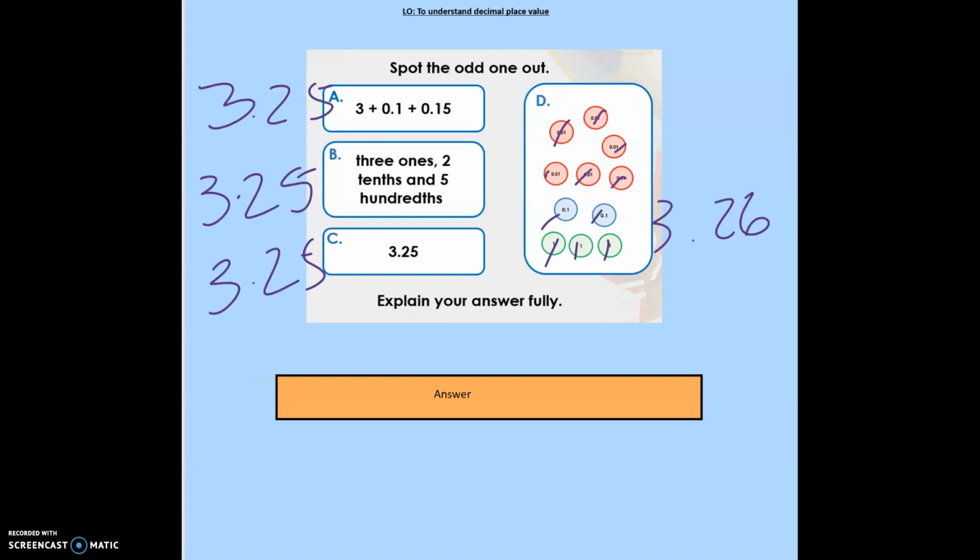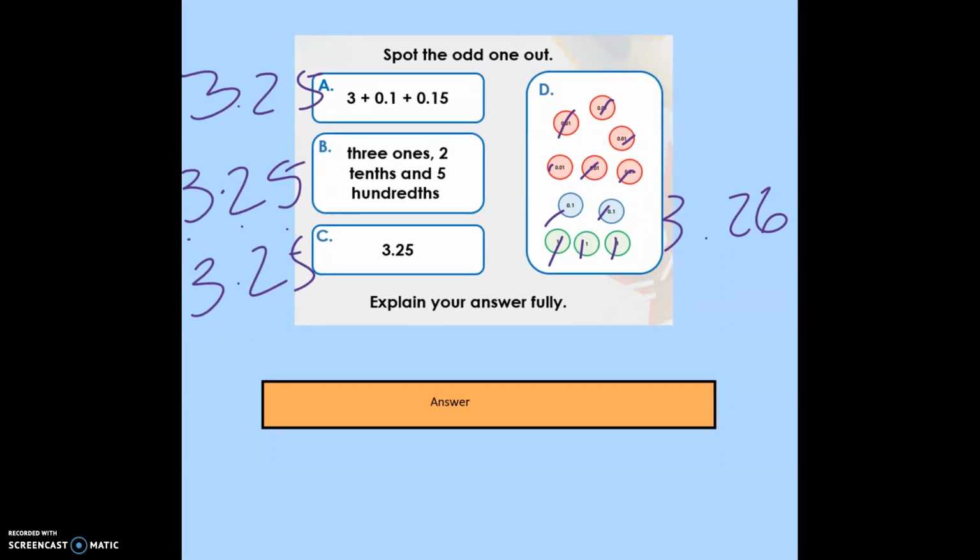So hopefully for the first one, 3 plus 0.1 plus 0.15 is 3.25. For B, 3 1s, 2 tenths and 5 hundredths. I've got 3 1s, 2 tenths, 5 hundredths for 3.25. For C, I counted the place value counters and I ended up with 3.26. So hopefully you'll agree with me that 3.26 is the odd one out because that one has 6 hundredths and the other has 5 hundredths.